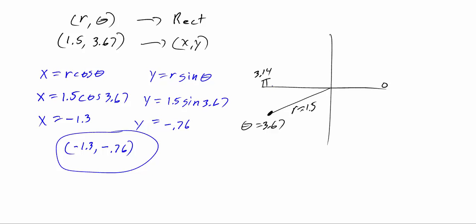Well, negative would go here. So this looks like a negative 1.3. And then we're going to go down to get to this point, which looks like it could be a negative 0.76. So therefore, this would be our x and y coordinate for the polar coordinate 1.5, 3.67. So these two examples here, we've looked at converting from polar to rectangular.